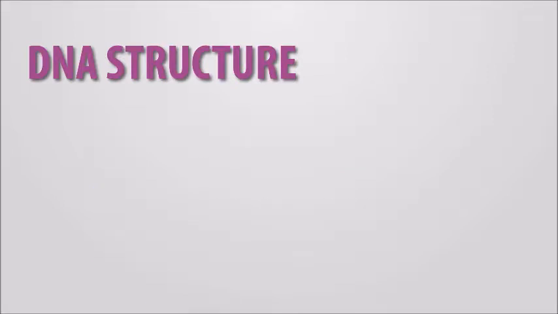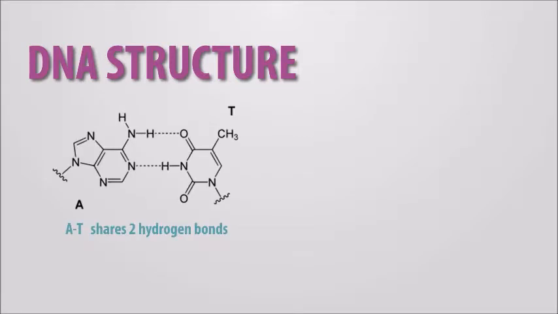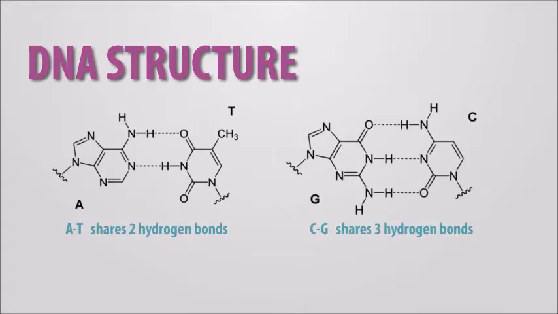Hydrogen bonds link each complementary base pair. A and T share 2 hydrogen bonds, C and G share 3 hydrogen bonds.